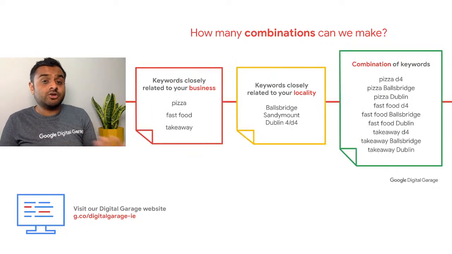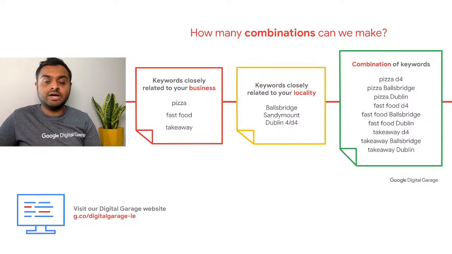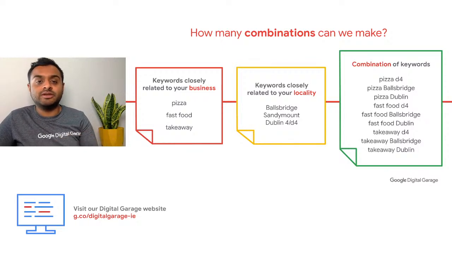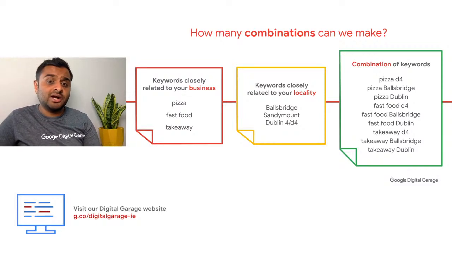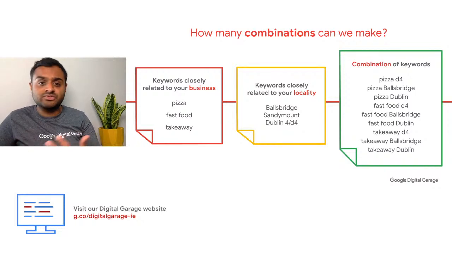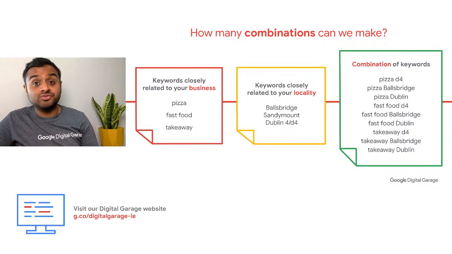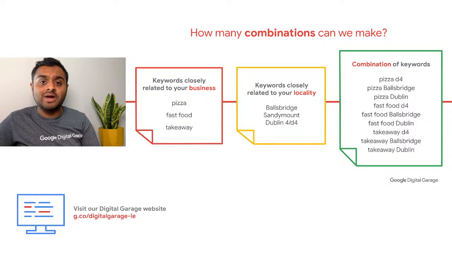Now, in terms of keyword combinations, we can make quite a lot of them because we don't want to be really generic and try and just be found for takeaway pizza or pizzeria Dublin, for example, pizza Dublin. We want to create a combination. So if we have a look at some combinations that we can create here for John's Pizzeria, we've got keywords closely related to John's business, so pizza, fast food, takeaway. Then we've got keywords closely related to the locality as well, so Ballsbridge, Sandymount, you've got Dublin 4 there as well. And then we can create the combination, so pizza D4, pizza Ballsbridge, pizza Dublin as well.